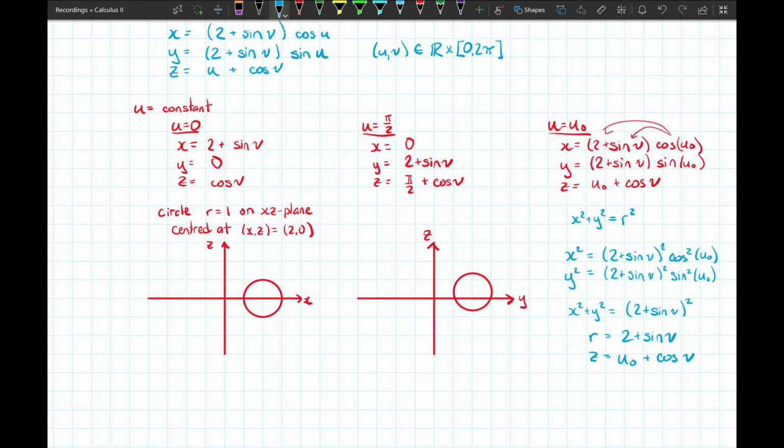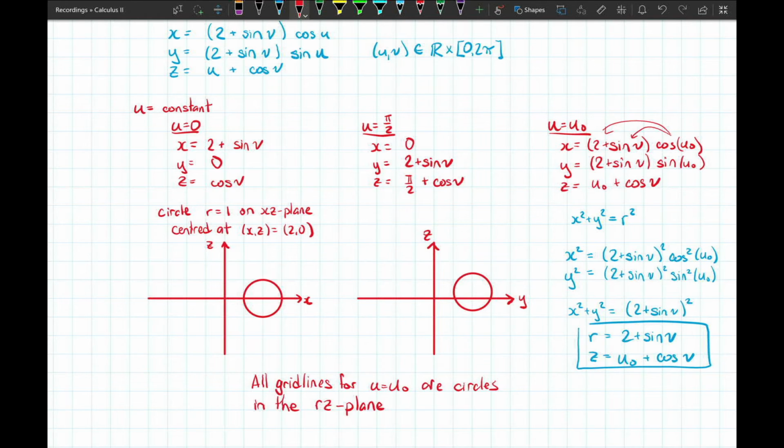plus cosine v. So this is going to always be a circle on the rz plane. So it's going to give us a circle, and we're rotating that around with the parameter u, but we always end up with a circle. All of these grid lines are going to be circles spiraling around the z-axis. So essentially, by converting to cylindrical coordinates, we've seen all of these grid lines where u equals a constant are circles in the rz plane.